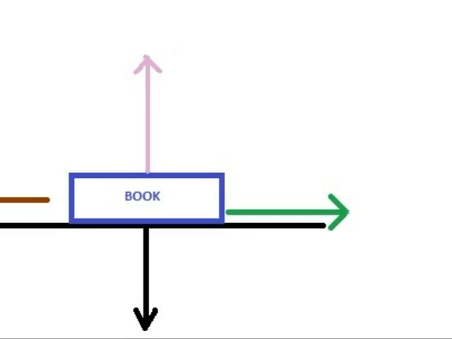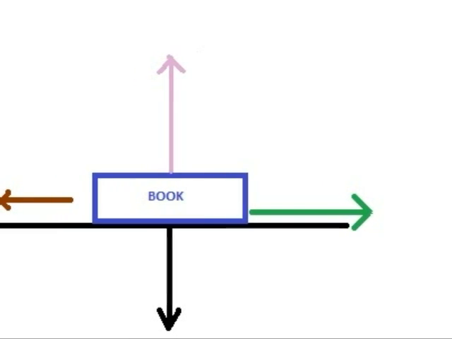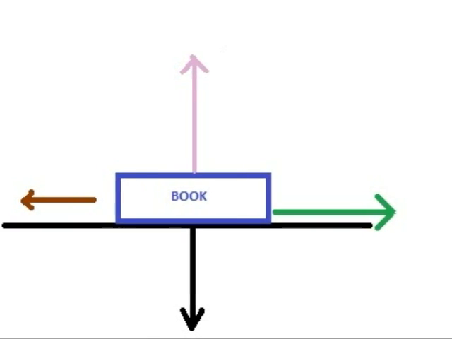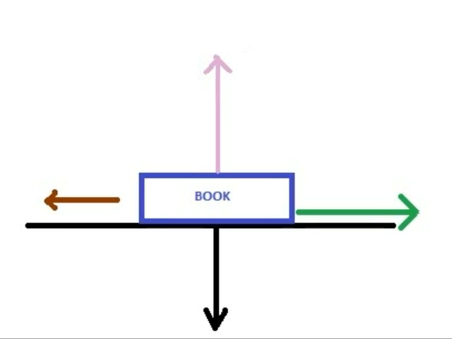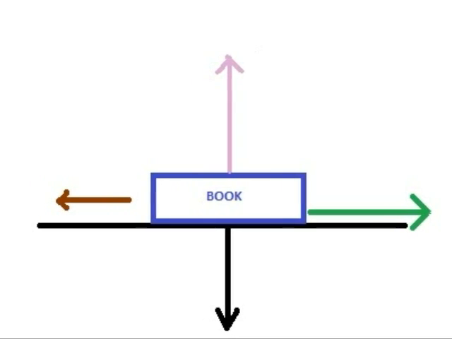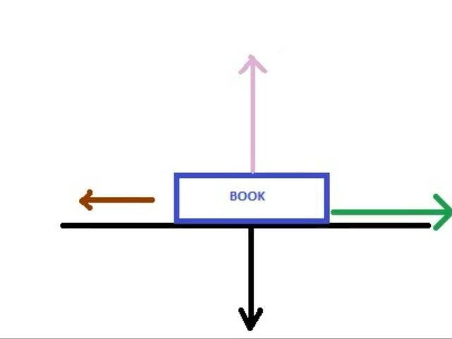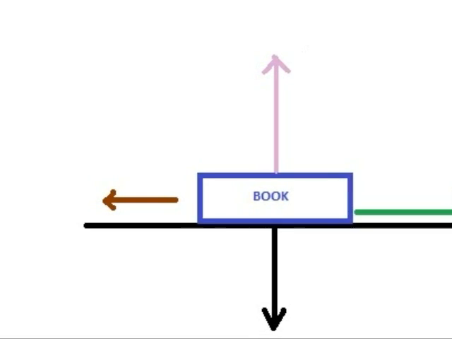And also for a book, there is unbalanced force. So we have four forces acting on a book. We have the friction, which is the brown arrow, motion, which is the green arrow, weight, which is the black arrow, and the pink arrow is upthrust. So therefore note that the green arrow overrides the brown arrow, so therefore there is motion.